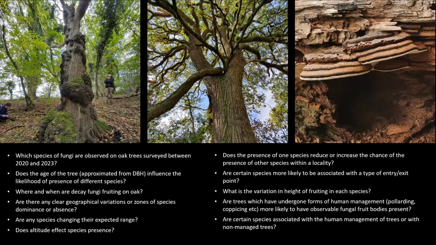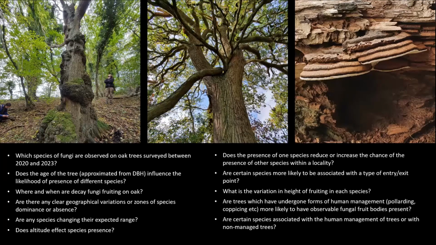Which species of fungi are observed on oak trees between 2020 and 2023? Does the age of a tree, approximated from DBH, influence the likelihood of presence of different species? Are any species changing their expected range? Does altitude affect species presence?